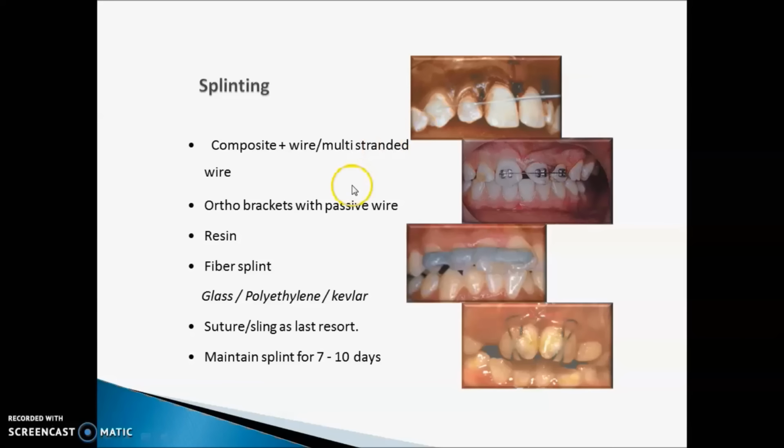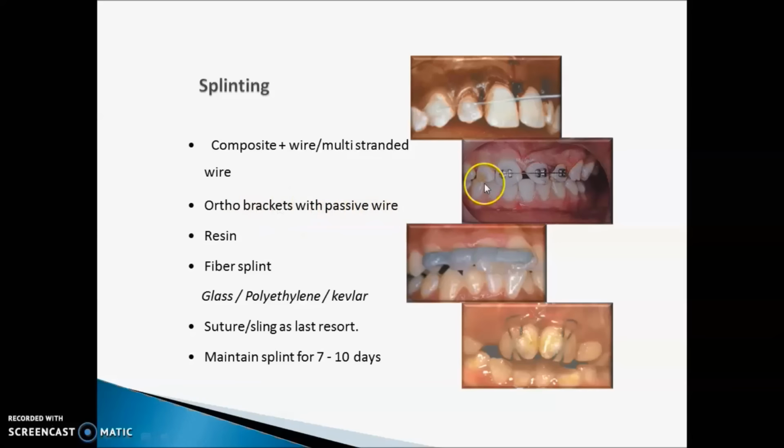So we have different types of splinting. The ideal splint in exam is your TTS, that is, the titanium trauma splint, and the suture or sling splint is the last resort. This is the last resort we use whenever we don't have an adjacent supporting tooth. So let's go one by one. First is your composite and wire splinting, as we can see here. Then we have ortho bracket with passive wire.